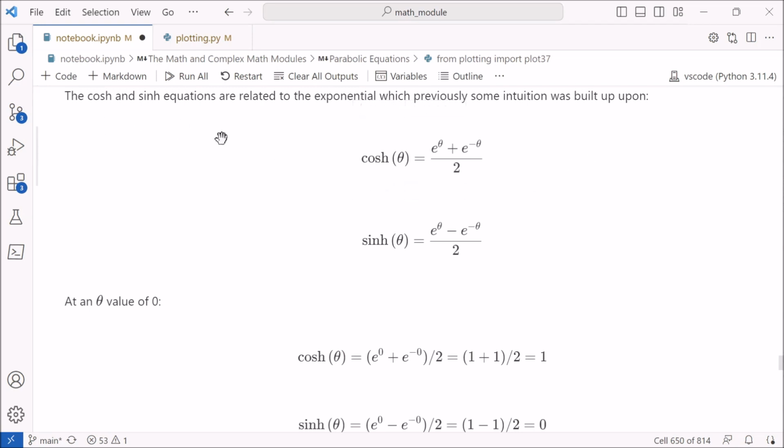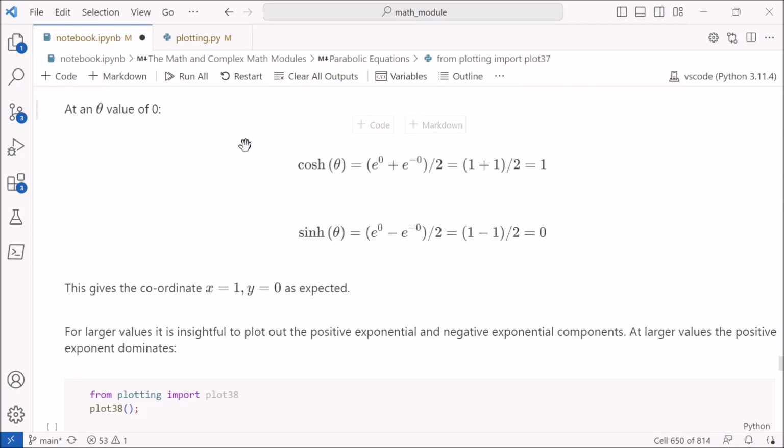So the cos and the sine equations are related to the exponential, which previously some intuition was built upon. So it's the positive exponential of the angle and negative exponential of the angle divided by 2. And this is the positive exponential minus the negative exponential divided by 2.